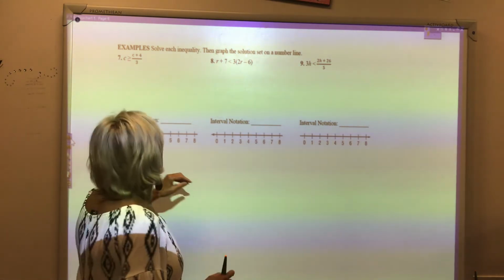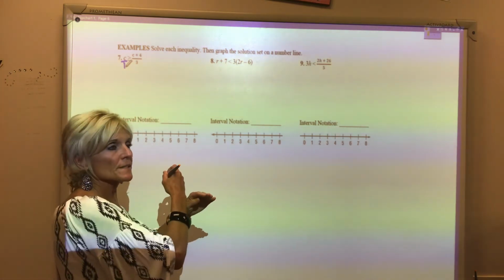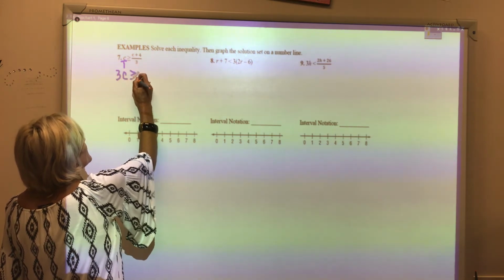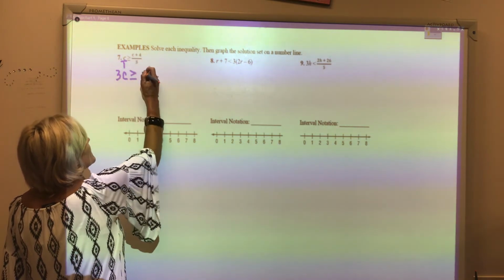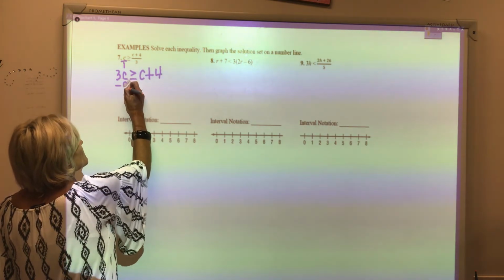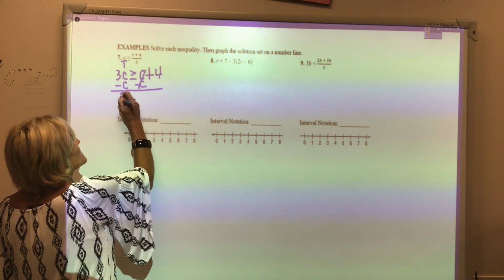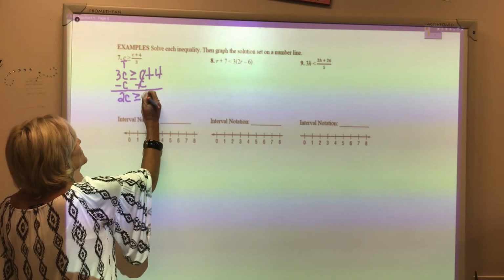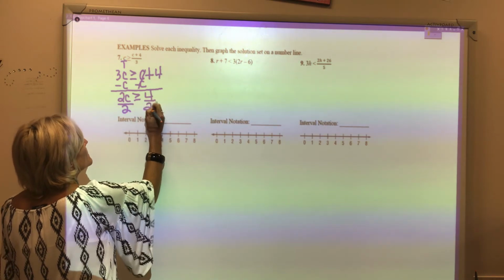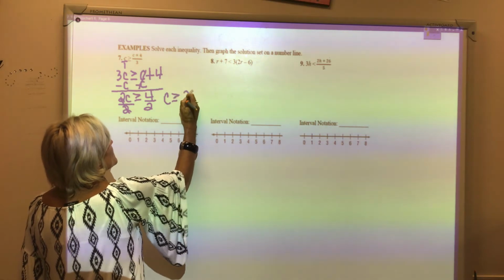On the first one, I would put a 1 underneath the C, and I would set the cross products equal. So I will have 3C is greater than or equal to 1 times C plus 4, which is C plus 4. Subtract a C from both sides. 2C will be greater than or equal to 4. Divide by 2. C will be greater than or equal to 2.